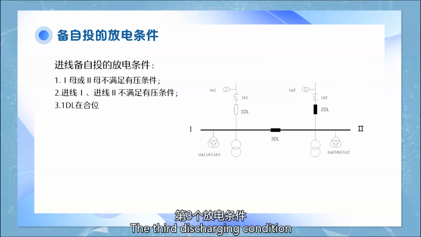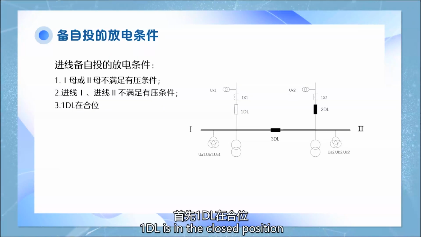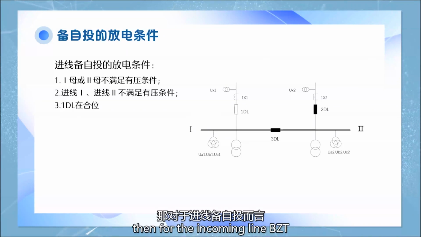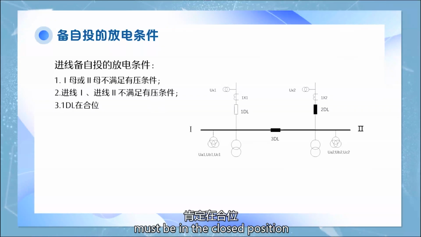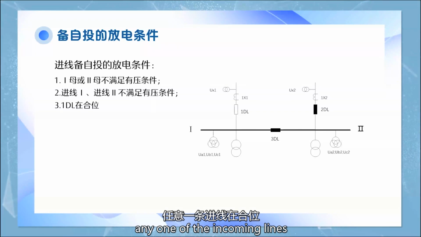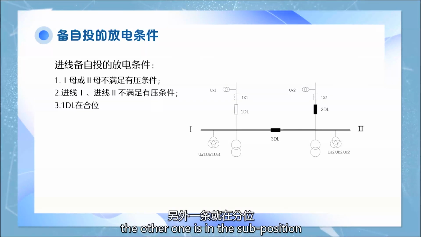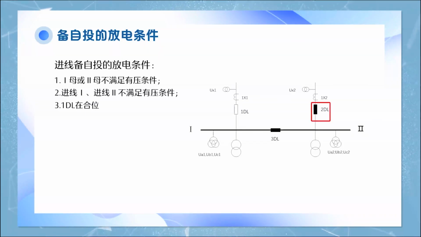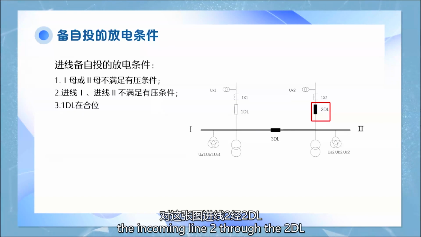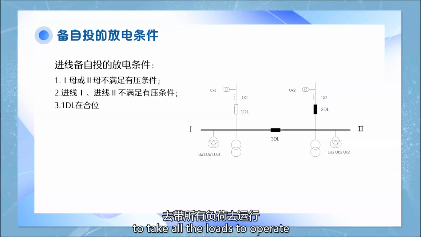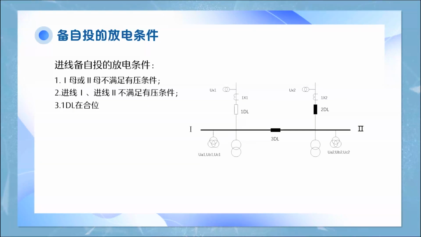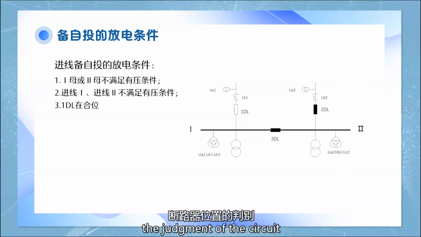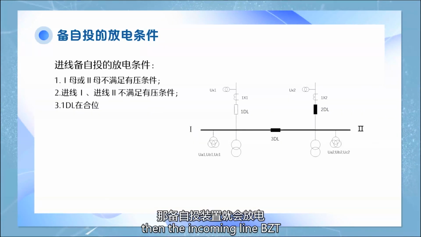The third discharging condition concerns the breaker positions. For the incoming line BZT, the bus sectional circuit breaker must be in the closed position, and of the incoming lines, any one is in the closed position while the other is in the sub position. The figure shows the incoming line 2 through the 2DL taking all the loads. If at this time the 1DL is in the closed position, it does not satisfy the judgment of the circuit breaker's position, and then the incoming line BZT will discharge.